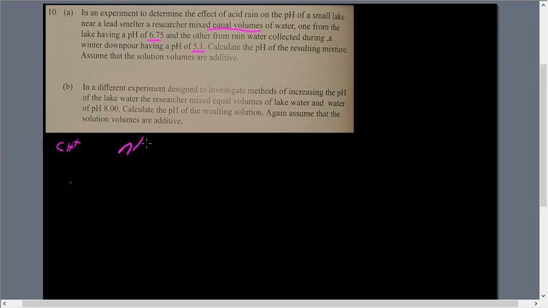Number of H plus from pH 6.75 is equal to 10 to the minus 6.75, and if we put that one through, we'll find that in 1 litre we'll have 1.778 times 10 to the minus 7 moles. That's just in 1 litre.